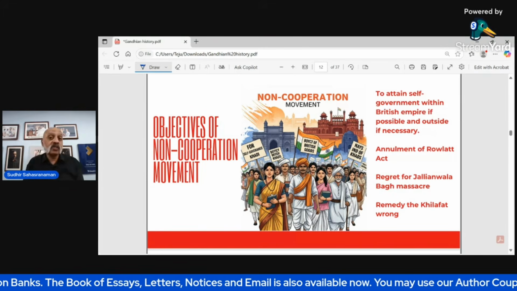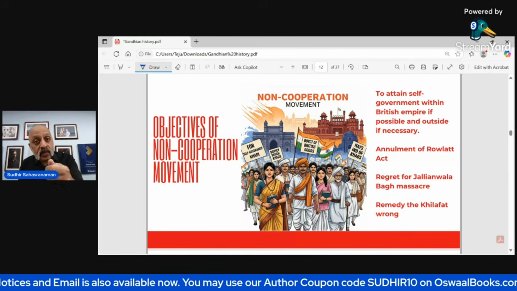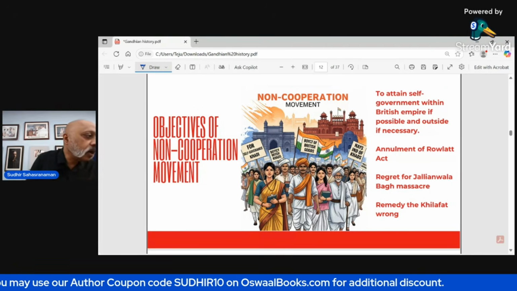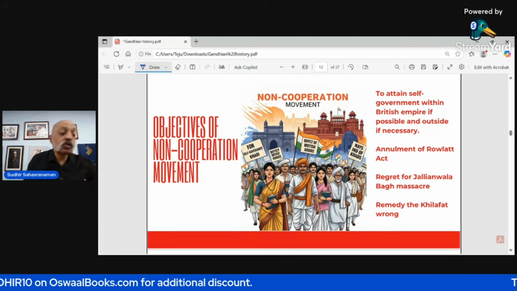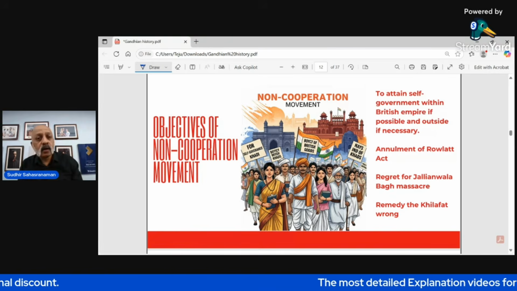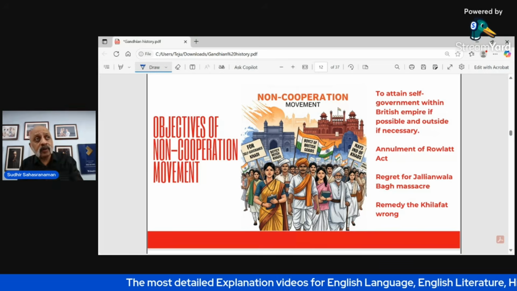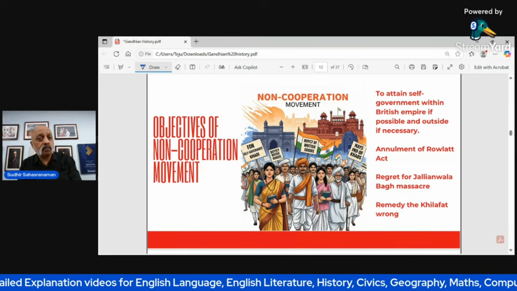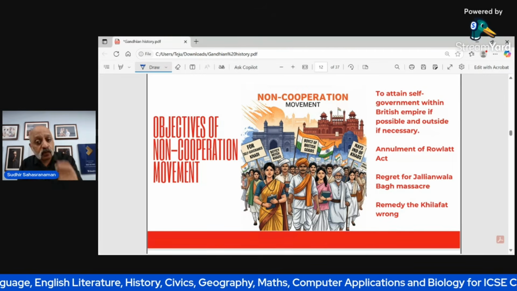The second one was that the Rowlatt Act should go, because as we have seen, it was certainly not a good thing, not something desirable, because many Indians had been arrested under the Rowlatt Act. Then, regret. They wanted Britain to express regret for what had happened at Jallianwala Bagh. They wanted Britain to apologize, to ask for forgiveness.